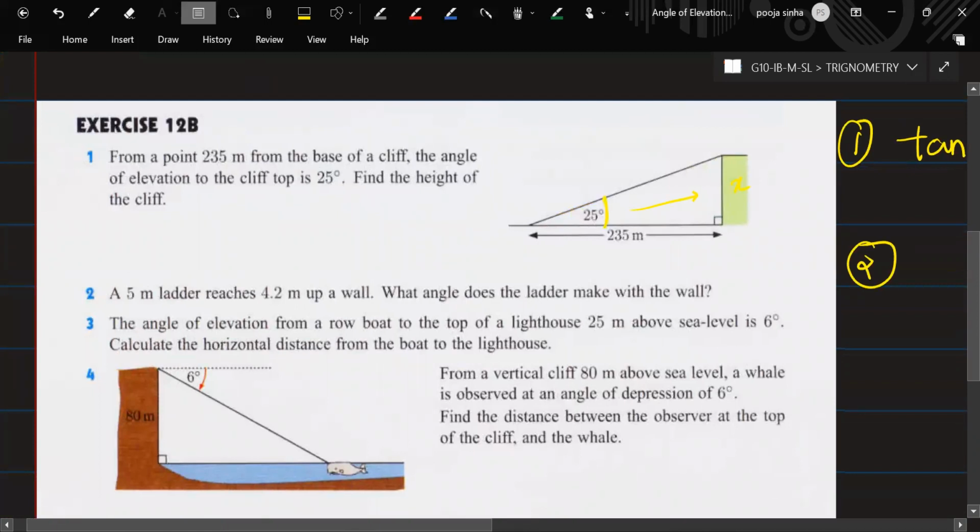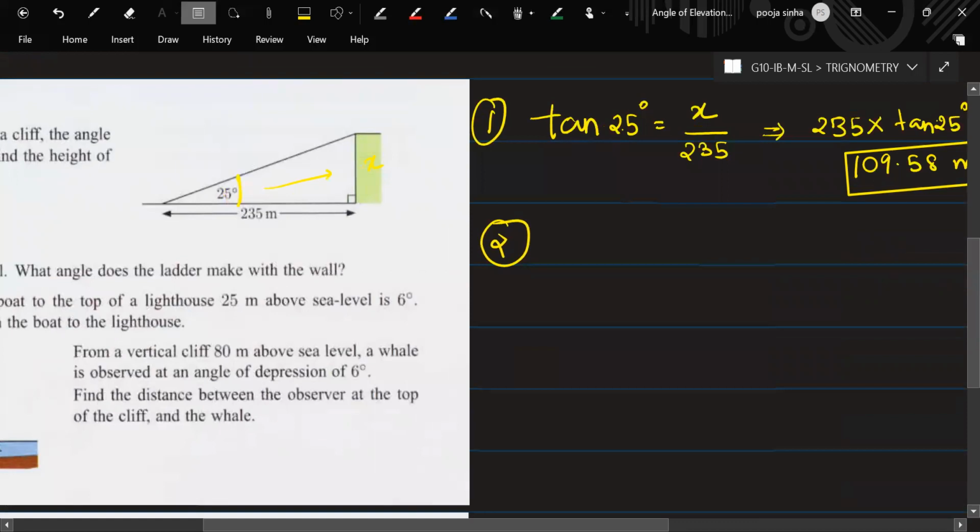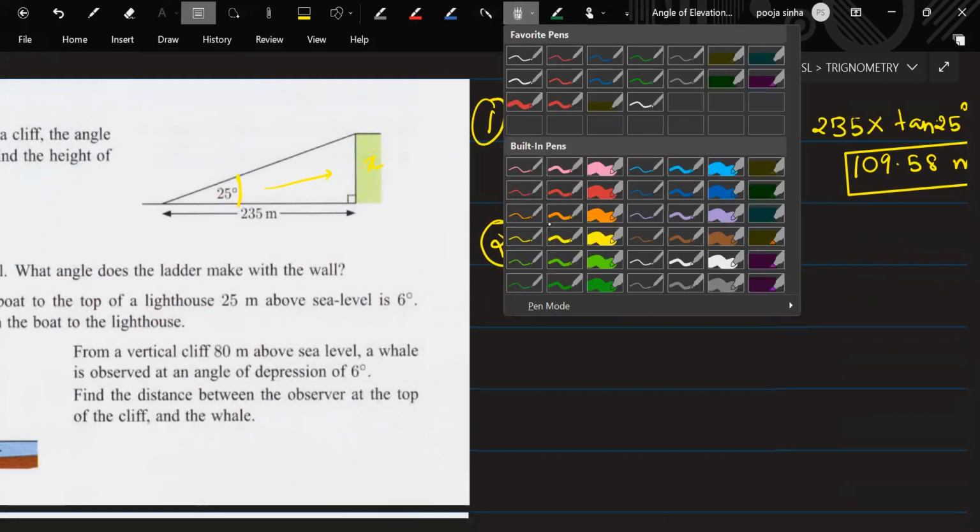I want you to read the next question now. A 5-meter ladder reaches 4.2 meters up a wall. What angle does the ladder make with the wall? For this, no diagram is given. We can't do these questions without a diagram. You have to make a diagram.